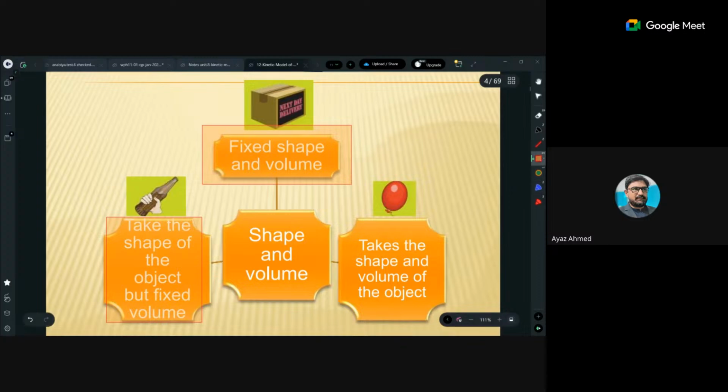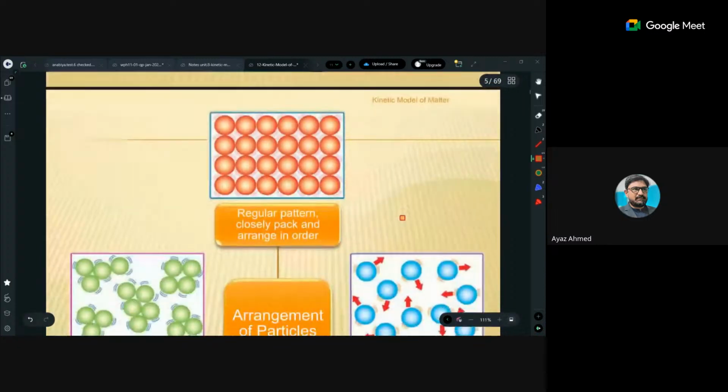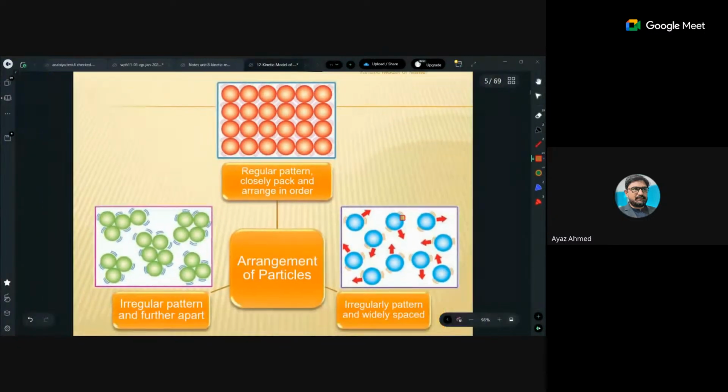And gases neither have fixed shape nor fixed volume, so you can keep them in any container and they will adopt the shape of that container. If you apply pressure on them, the volume will decrease, and if you reduce the pressure, the volume will increase. So this is actually the game of gases.